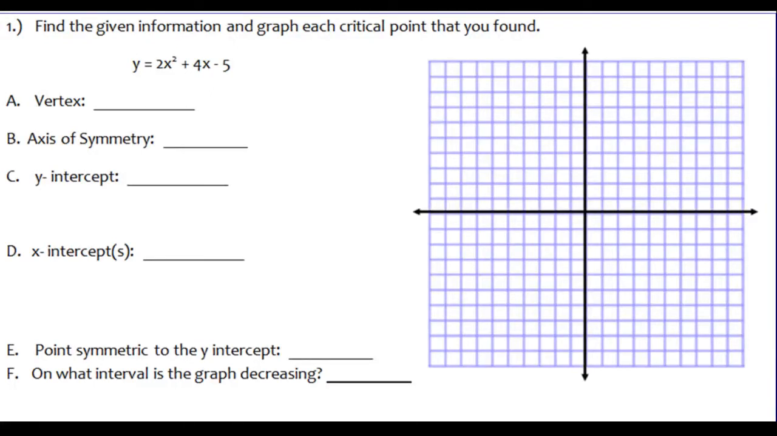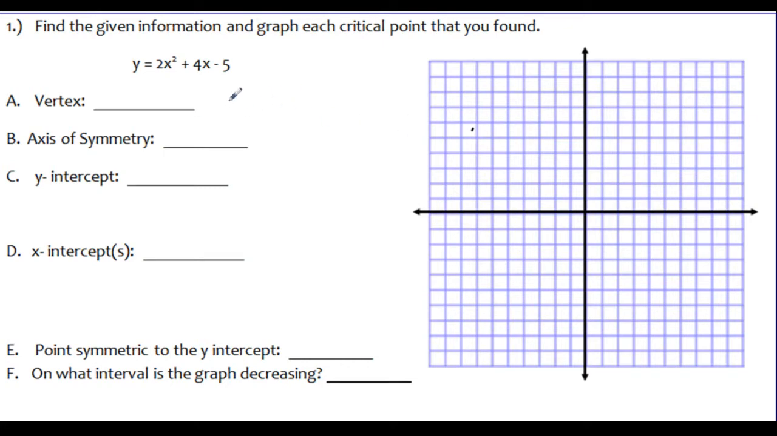Okay, so this is a video key for the review on graphing quadratics, transformations, and average rate of change. All right, so starting off with problem number one, our job is to graph the parabola, and we're going to go through and calculate all of the parts of the graph. So starting off, it's asking us for the vertex.